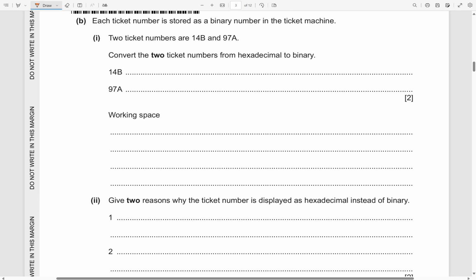Right, anyway, the next one: each ticket number is stored as a binary number in the ticket machine. Ticket numbers 14B and 97A. Convert the two ticket numbers from hexadecimal to binary.